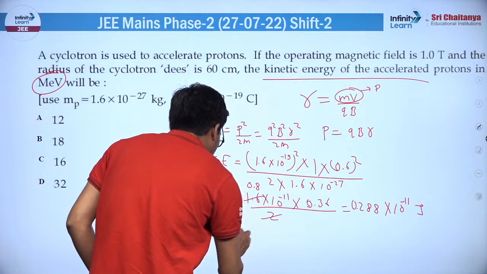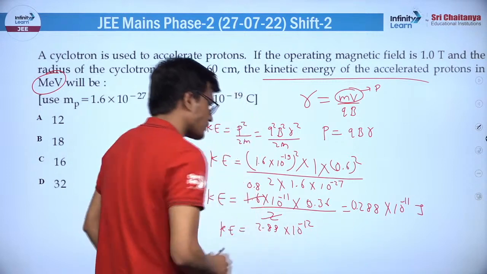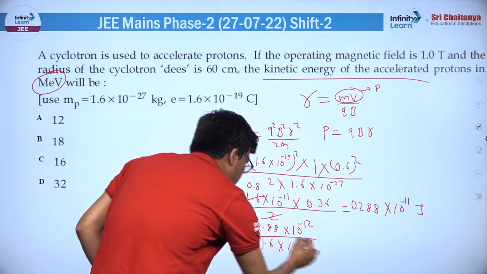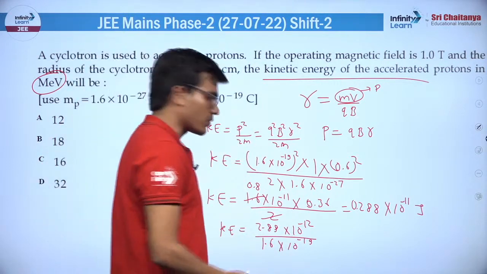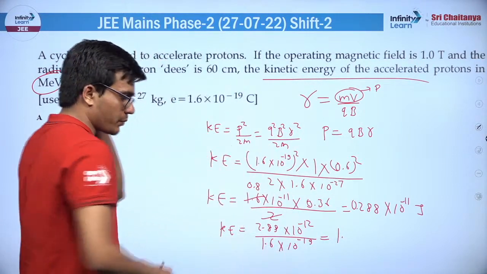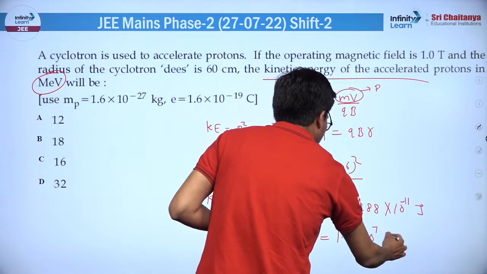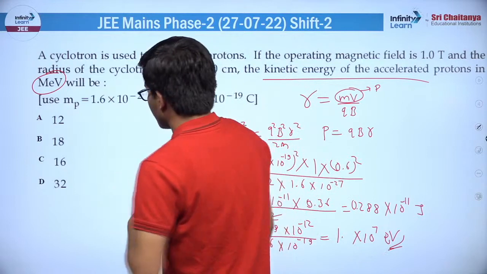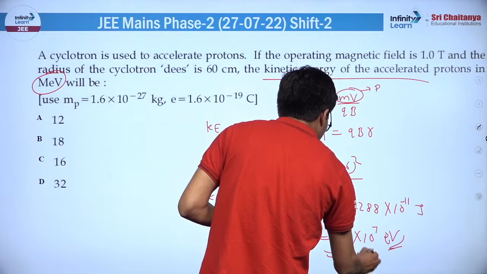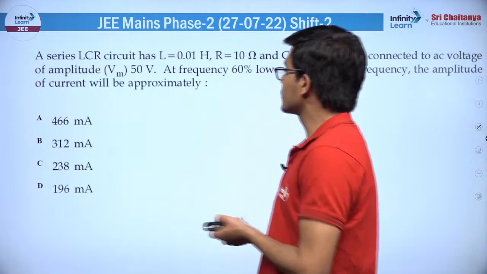If I want to calculate in electron volt, I will divide this expression by E, that is this one. Okay, all right, so here it is 2.9 is there, so 1.7 something into 10 to the power 7 electron volt. If I want the answer in mega electron volt, it will be 18 mega electron volt. That is in B option. Alright, moving to the next question.